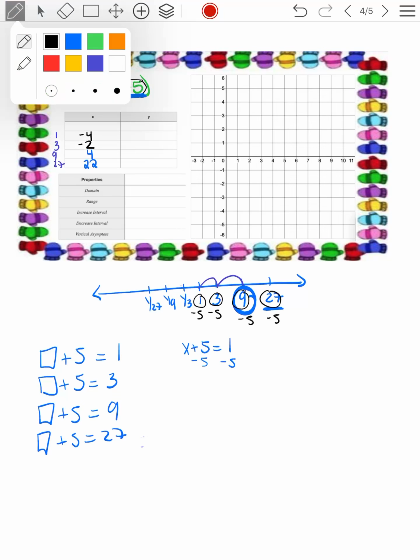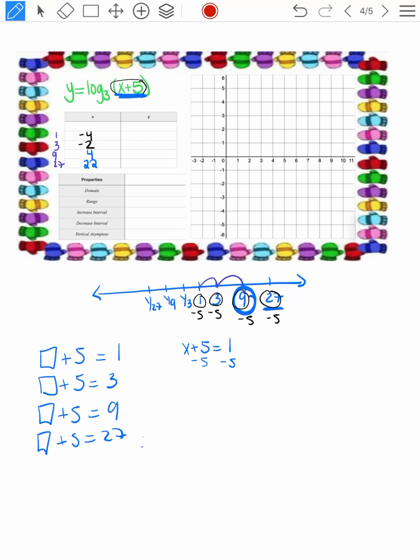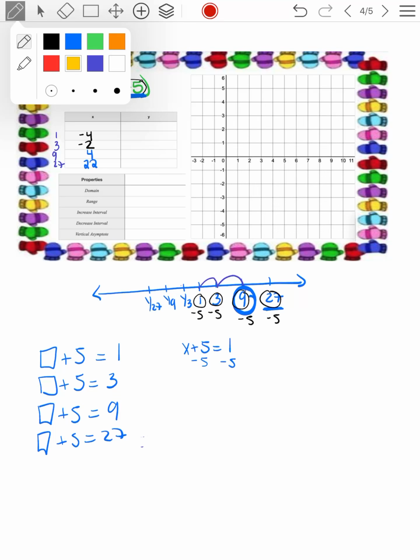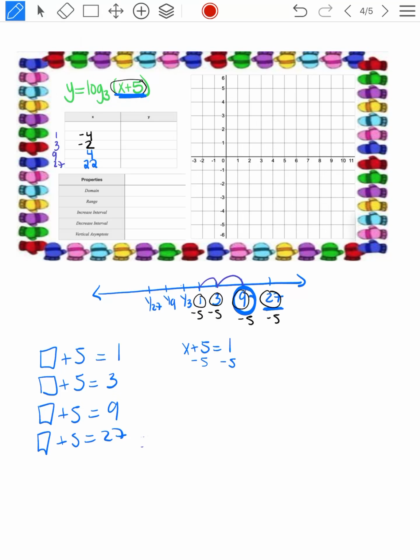The fractions are a little bit harder here, so if you want to just do 1 rather than doing a couple in your table, that's fine. But similarly, I could take 1/3 and subtract 5, and that's going to get me negative 4 2/3.